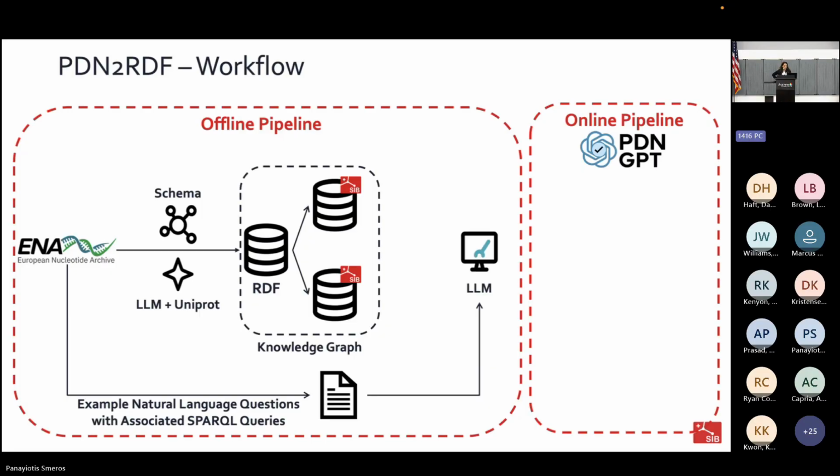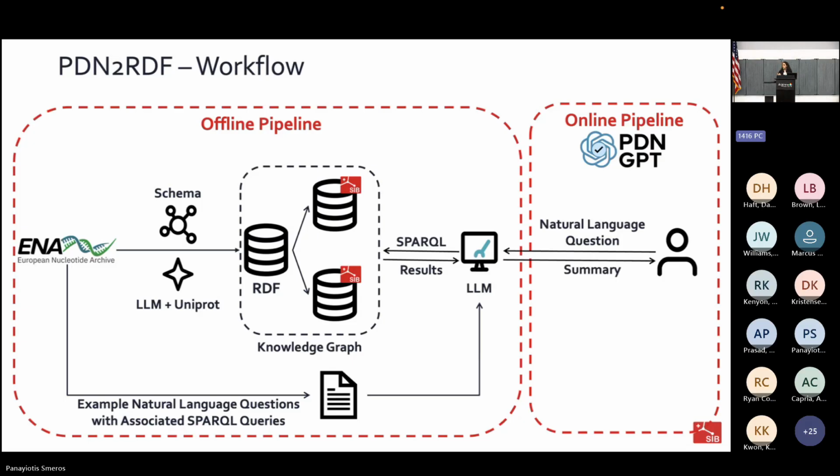With the online pipeline, what happens is you have a user. This user asks a natural language question, right? It could be whatever. We'll show you an example later. This natural language question goes into the LLM. The LLM will generate a SPARQL query inspired by the examples that we built. The SPARQL query will then be applied to the knowledge graph that we built in the offline pipeline, and then we'll have results from that query. The LLM will then summarize the results and send the summary back to the user. So the user of the online pipeline will get, at the end, both the SPARQL query and the summary of that query.